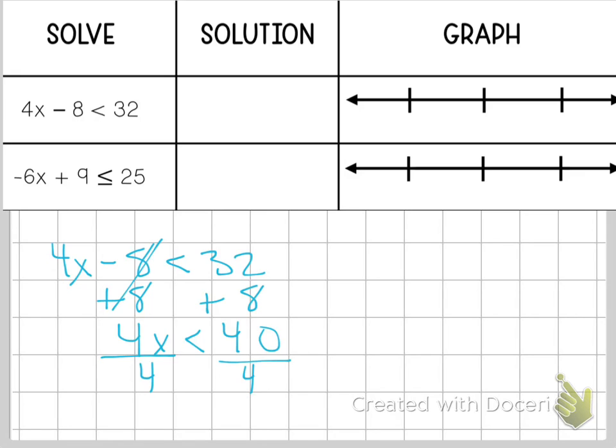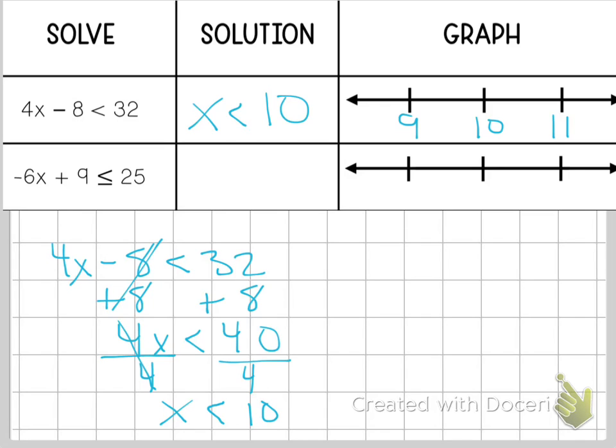And that leaves me with a solution of x is less than 40 divided by 4, so x is less than 10. So x is less than 10 is a solution to that inequality. So when we graph it, we graph with 10 in the middle, and we count normally since we're in the positive side of the number line. So 9 is on the left, and 11 is greater than 10.